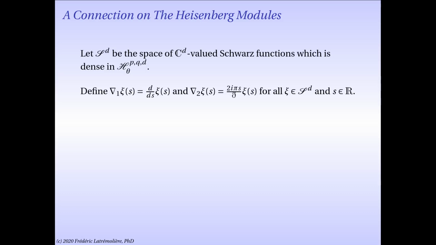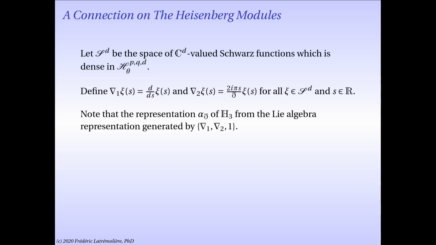We define two operators on the space of Schwarz functions. Nabla 1 is a derivative, and Nabla 2 is a multiplication operator. We note that these two operators can be used to define a representation of the Heisenberg Lie algebra, mapping the canonical central element of the Lie algebra to the unit. The Schrödinger representation we work with is the associated integrated representation.